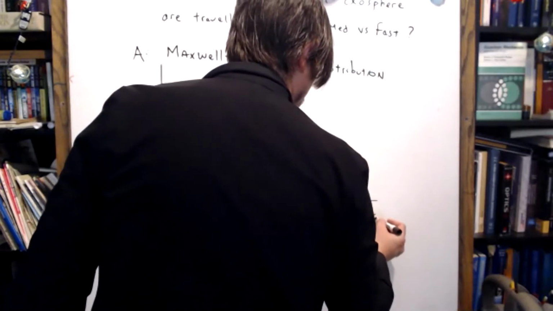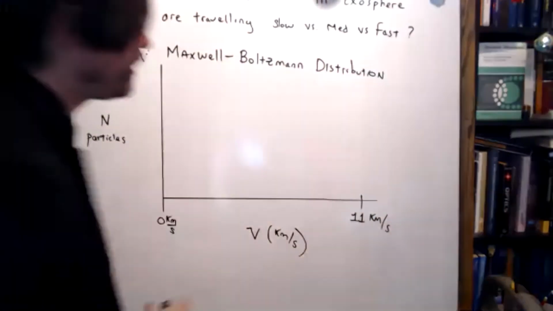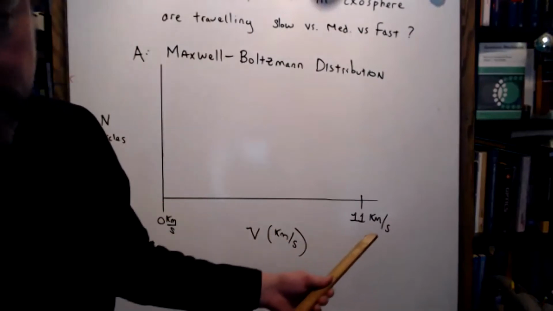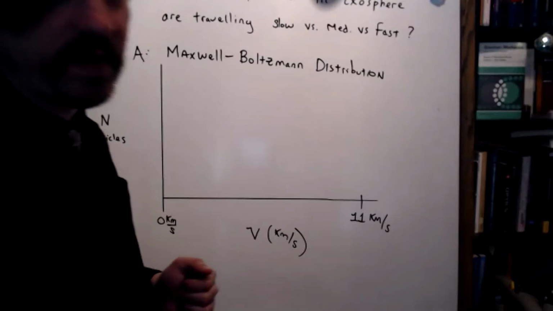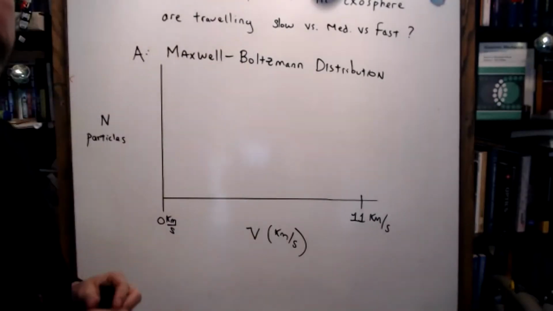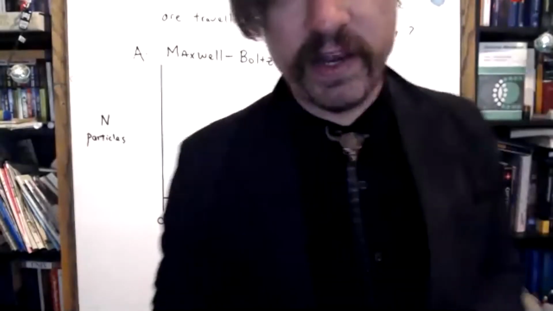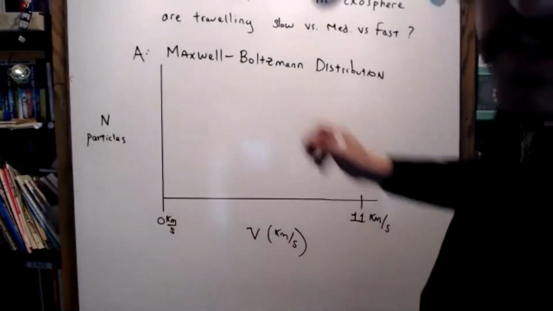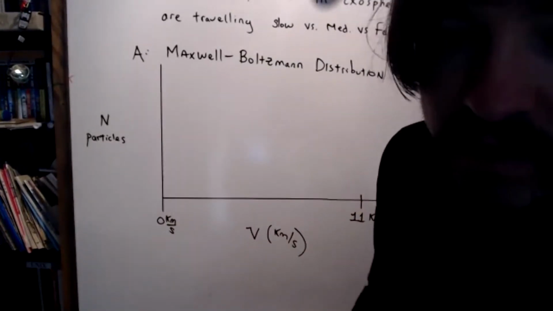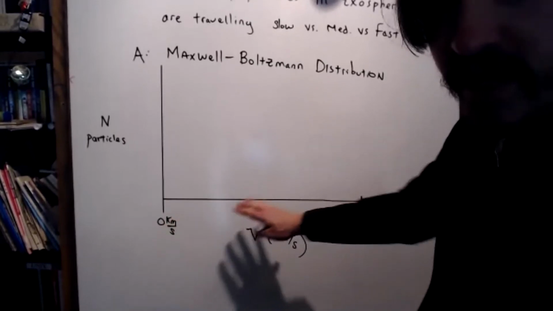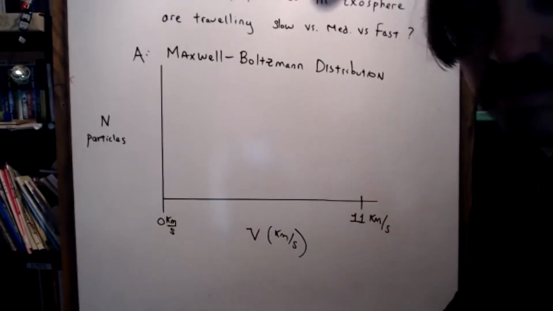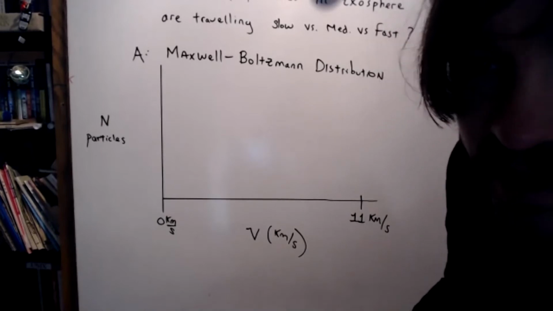but I'm going to cap it off close to the escape velocity of Earth. Because what I'm trying to do is figure out, are there any particles that are actually traveling fast enough to get into outer space? Let's have a thought question before we proceed here. What would the distribution look like if all the particles were equally partitioned into slow, medium, and fast speeds? Could you tell me what that graph would look like?